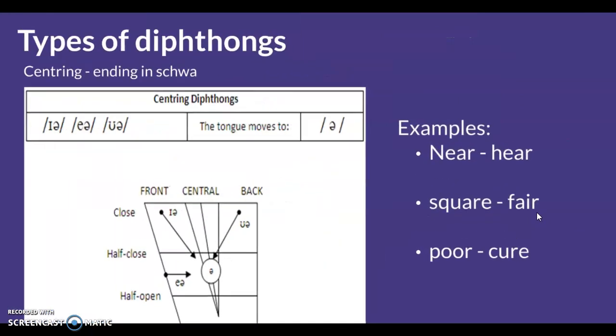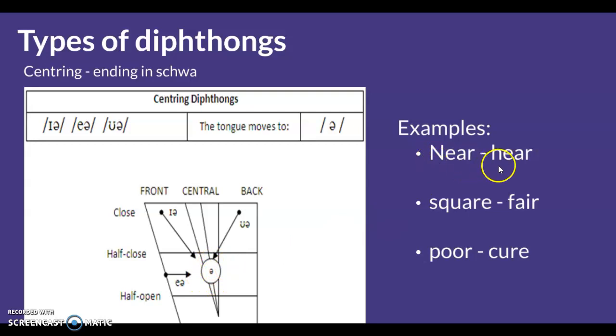We have centering diphthongs. They are centering because they end in the schwa. So now you can see with the cardinal vowels why it's very easy to realize the glide. You have three different diphthongs ending with schwa. They are centering because they end in schwa, and schwa is a central vowel. So you have ɪə, eə, ʊə. Okay, the tongue moves to the schwa. One starts here, another starts here, and another here, but it goes to the schwa.